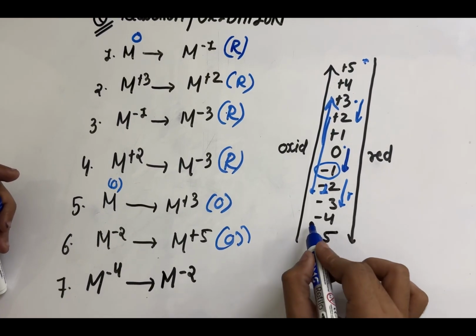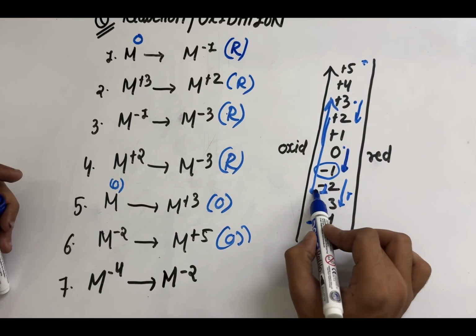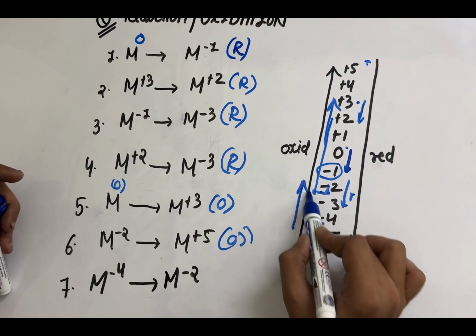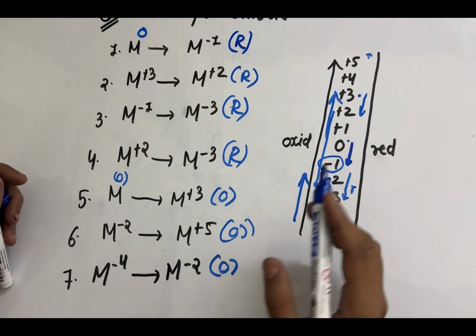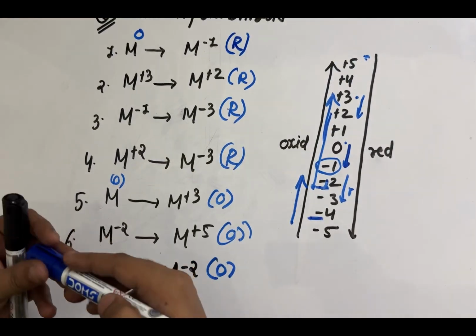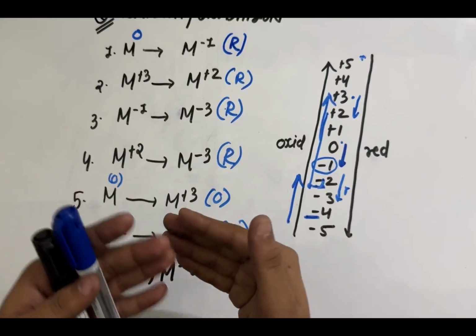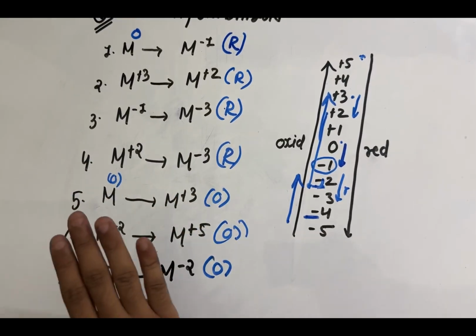Now let's come to the seventh part, that is minus 4 initially, but it becomes minus 2. So it goes like this. So it is also a case of oxidation. I think the oxidation and the reduction and the definition of redox reaction is clear for you.